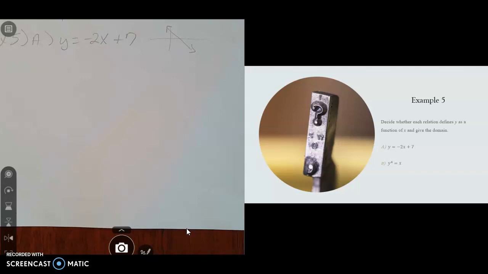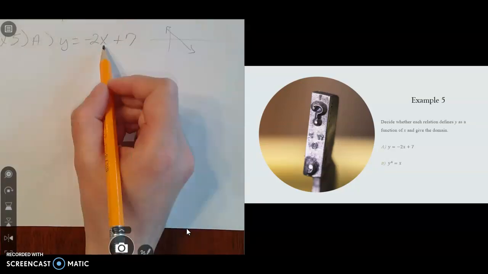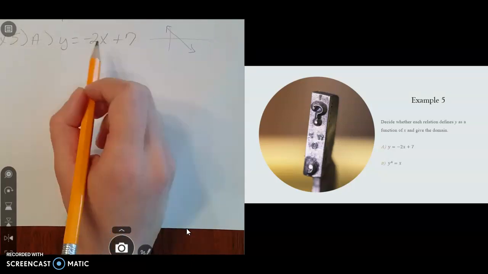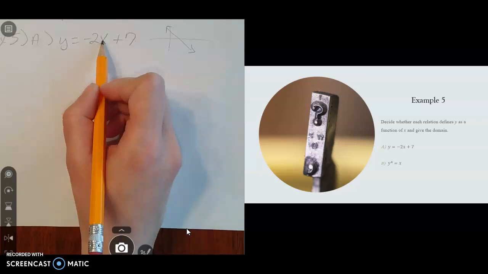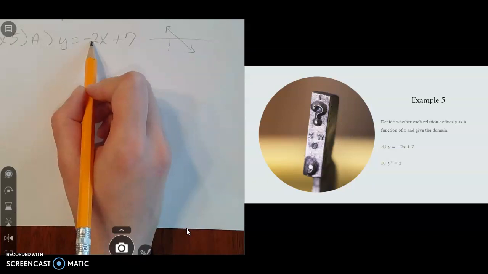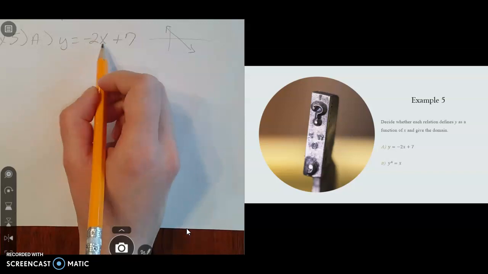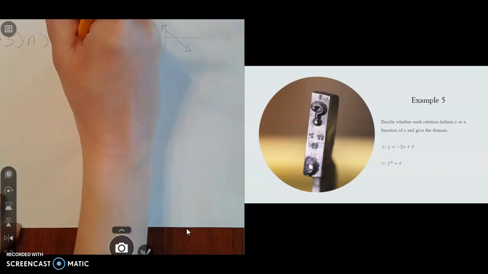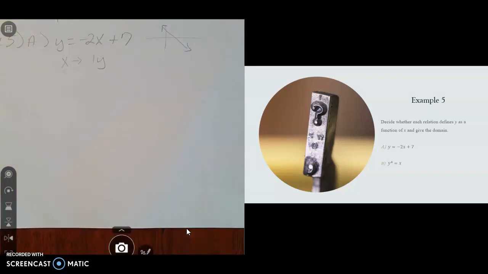So if you want to decide if it's a function, you have to decide if you input an x value, how many y's will you get? If I put in a number for x, I'm going to take that number and multiply it by negative 2. Well, multiplying by negative 2 doesn't give me two different answers. It would just give me one answer. And then if I take that and add 7 to it, adding 7 also just gives me one answer. So basically, no matter what x value you put in, you're just going to get one y value as a result. And if you want to try it, sure, you certainly can.